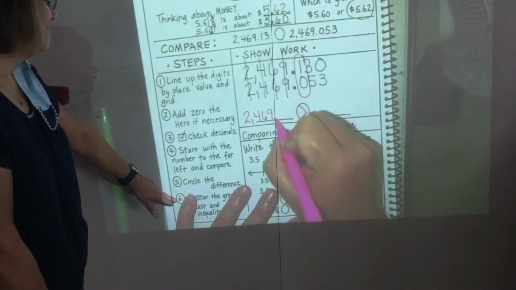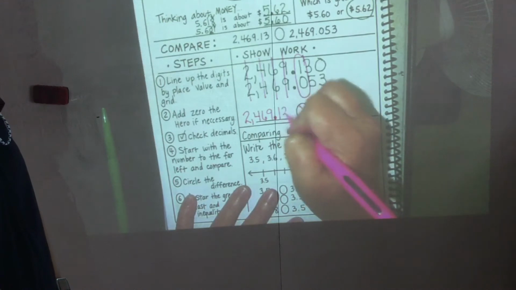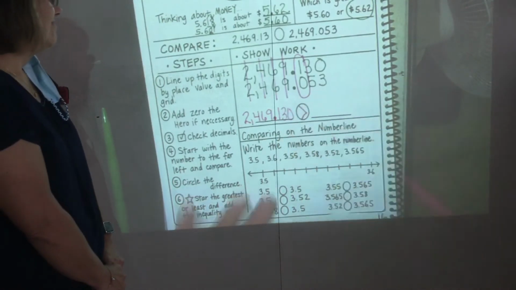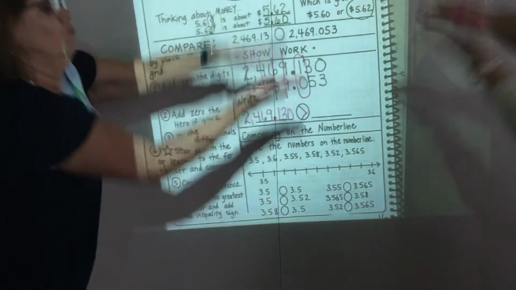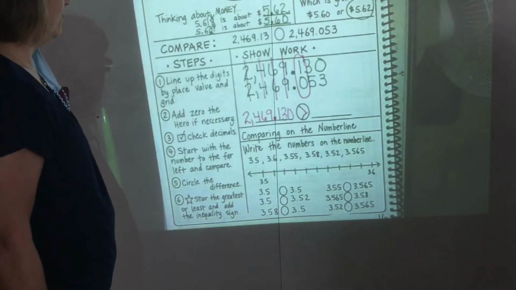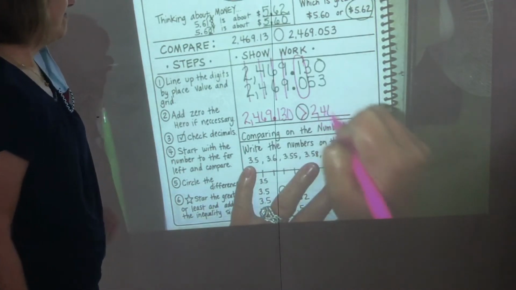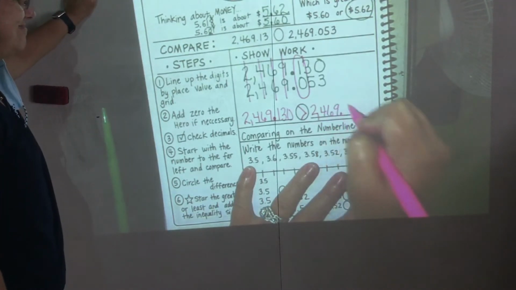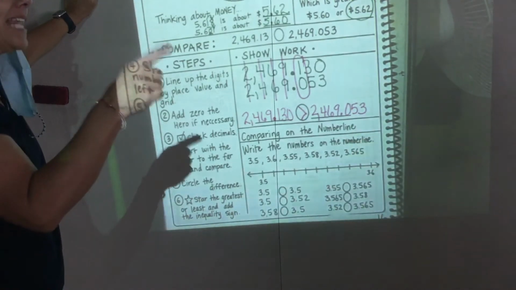2,469 and 130 thousandths is greater than, because my alligator's eating them, he's greater than 2,469 and 53 hundredths.